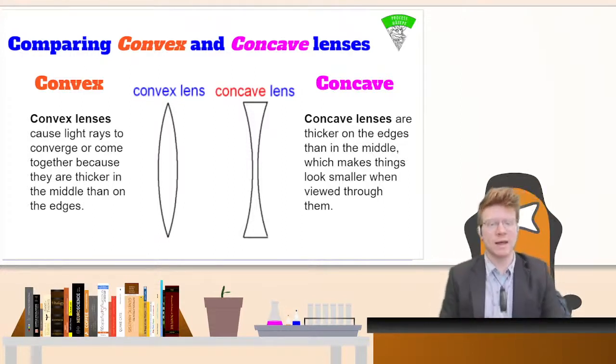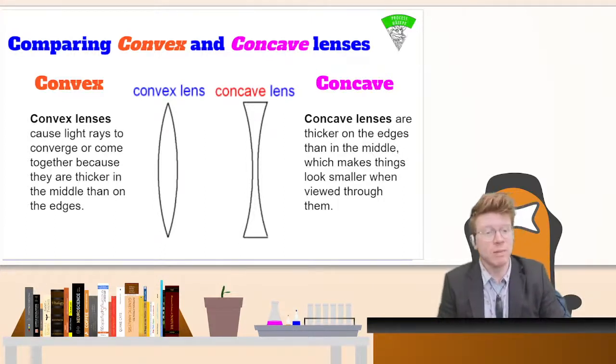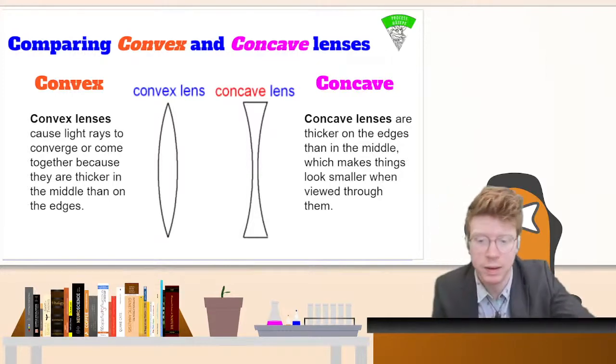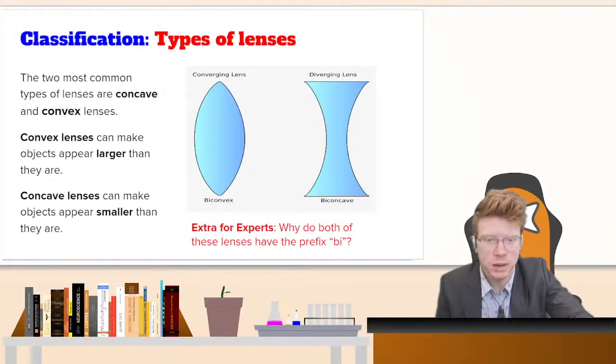But convex lenses allow light rays to converge things together, which makes things look larger. So magnifying glasses are convex lenses. Concave lenses make things look smaller when we view through them. So yeah, convex lenses, objects appear larger. Concave lenses make them appear smaller.